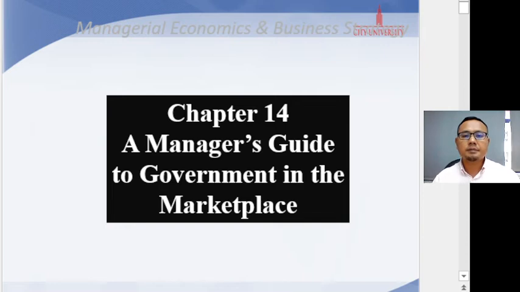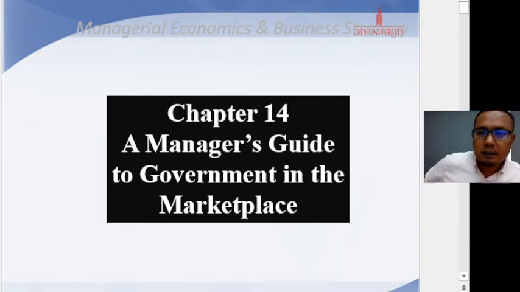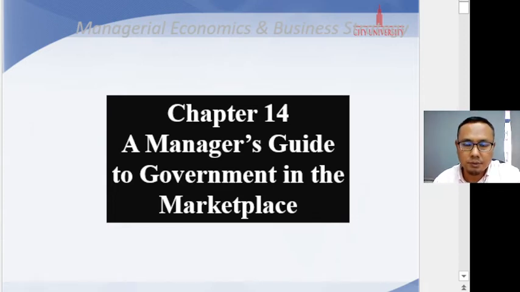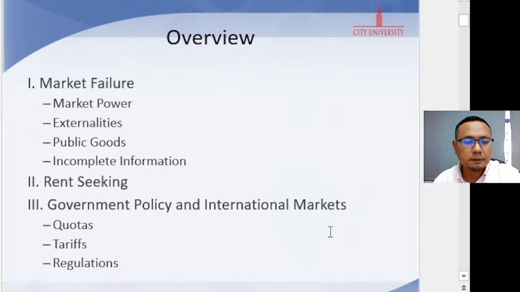So we will begin by examining four reasons why free markets may fail to provide the socially efficient quantities of goods: market power, externalities, public goods, and incomplete information. Our analysis includes an overview of government policies designed to alleviate this market failure, and an explanation of how the policies affect managerial decisions. Okay, from this overview, you can see the market failures from market power, externalities, public goods, and incomplete information.